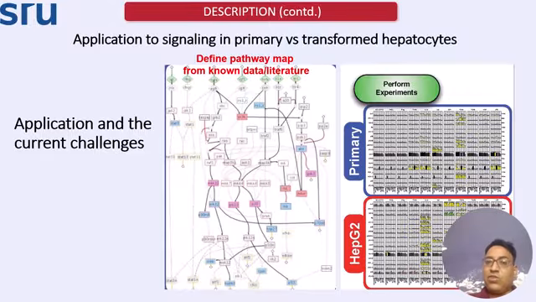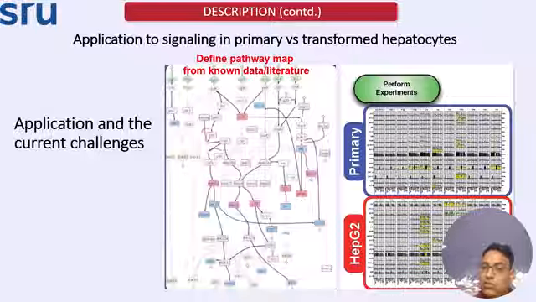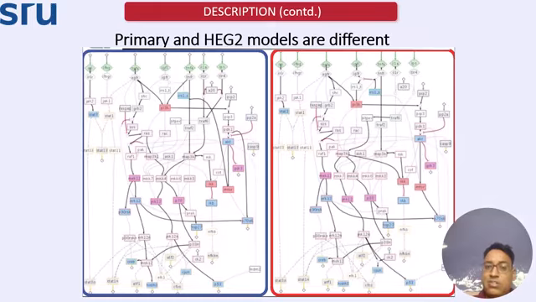Now see the advantage. What is the advantage of doing all this systems biology part? Understand how the signaling of all the molecules is worked out in the primary and the transformed hepatocyte cell. That is the only question. For the primary part, you see this kind of proteins coming up here. For HepG2, the complete expression pattern is completely changed. See how the difference is there.